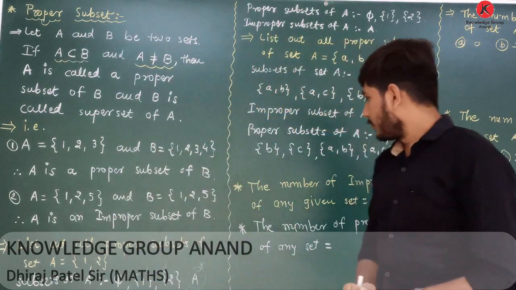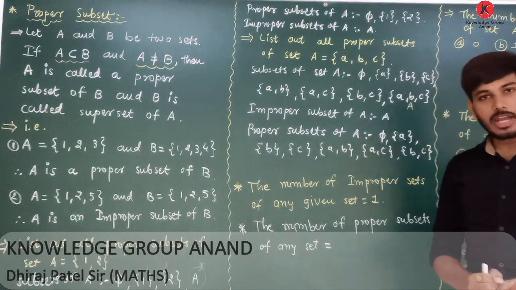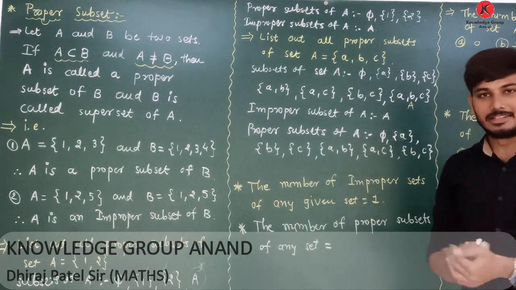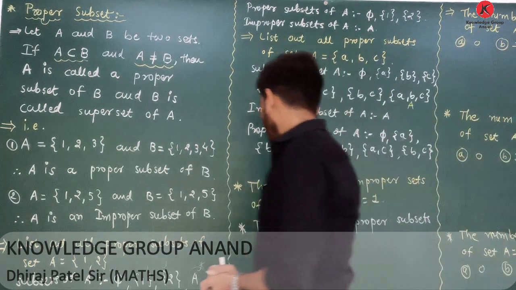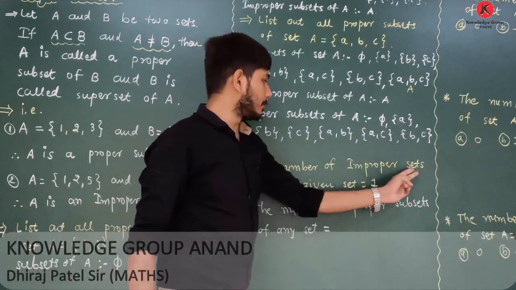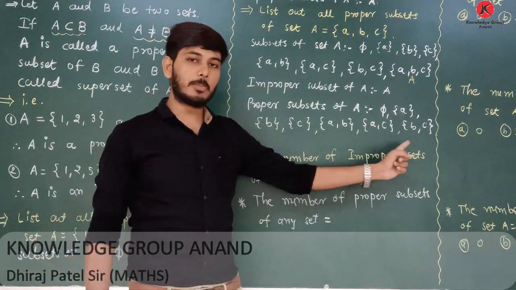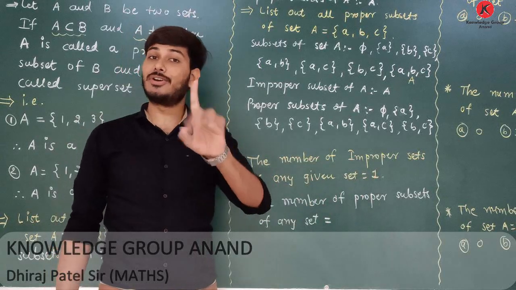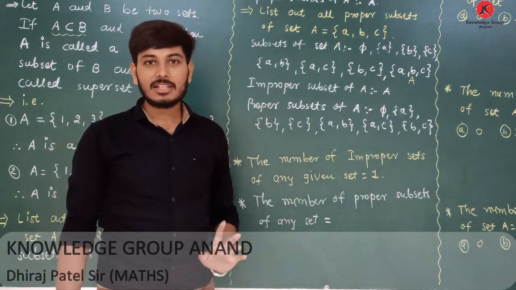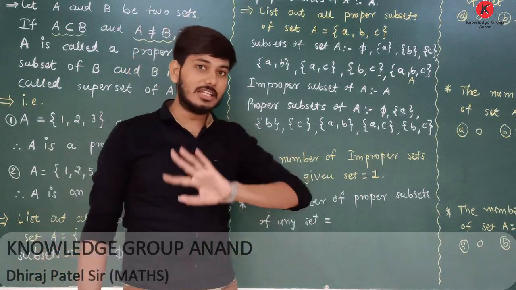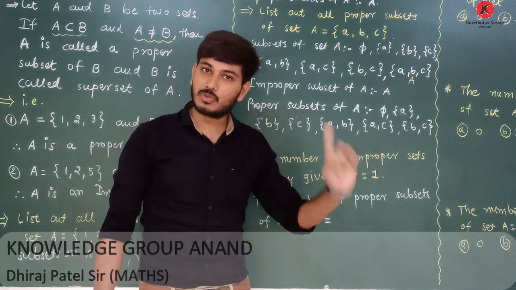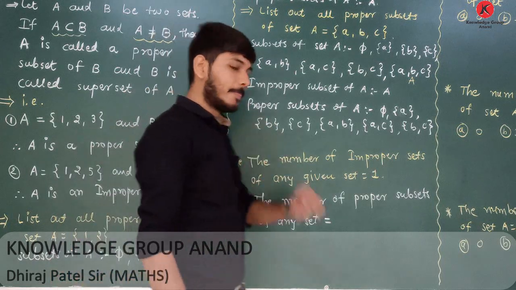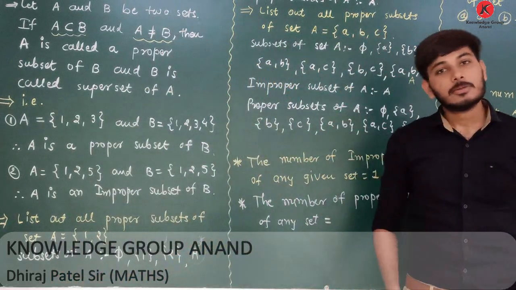Now we are going for the formula. How can we find the number of proper subsets of any set? Here the number of improper subsets of any given set equals 1 only, the set itself. The number of improper subsets equals 1, which is the set itself only. Now the rest of them are proper subsets.